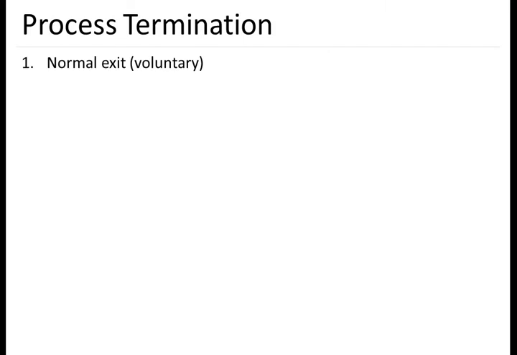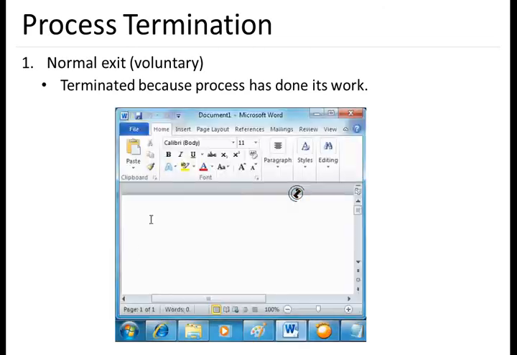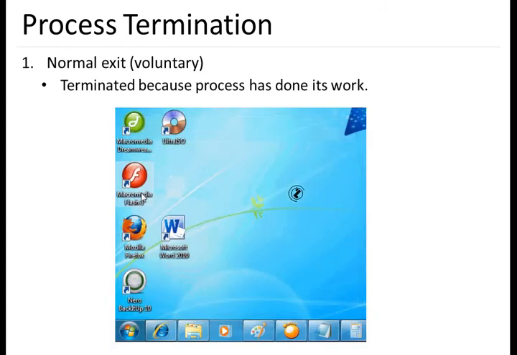After that, let's see process termination. One is normal exit, which is voluntary. If I shut down this system, the process is terminated because it has done its work. For example, if I close this file, it is a normal exit.